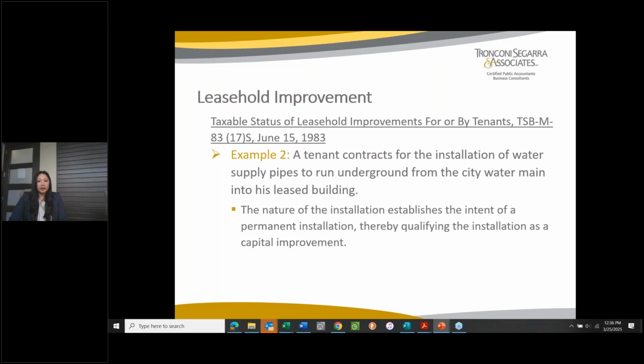This example here also supports that it is an exempt capital improvement based on the nature of the work. So in this example, the lease may not have said specifically that this work would or wouldn't have to be removed, but because this is installing water supply pipes that run underground from the city water main, this is something that obviously wouldn't be removed upon termination of the lease. So this would be an exempt capital improvement here.